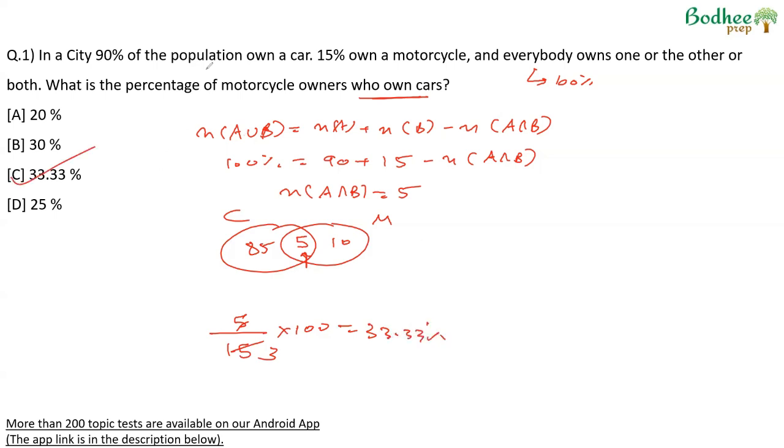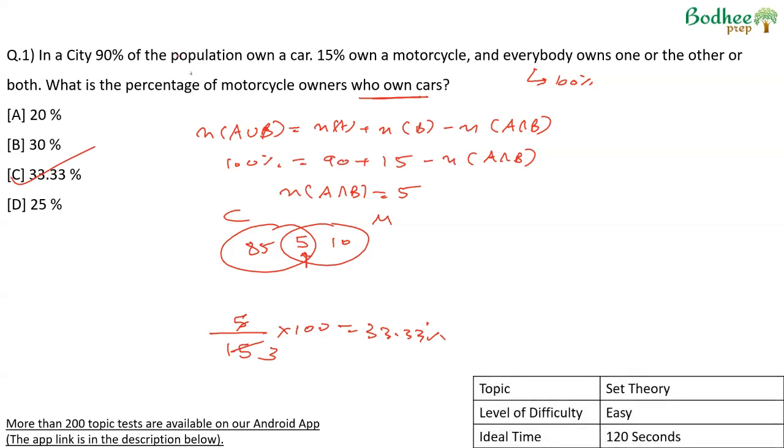In terms of level of difficulty, I would say this question probably is an easy question. Maybe solving time might be 1.5 to 2 minutes, but since there are only 2 sets, it should not be difficult to solve.